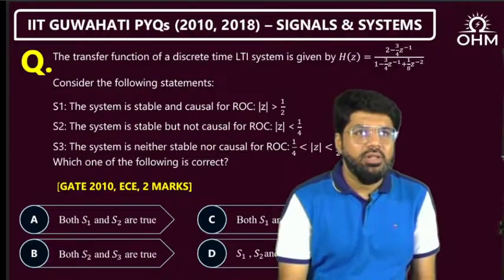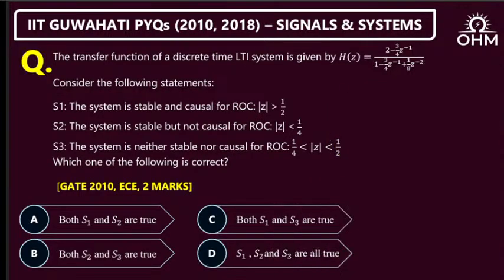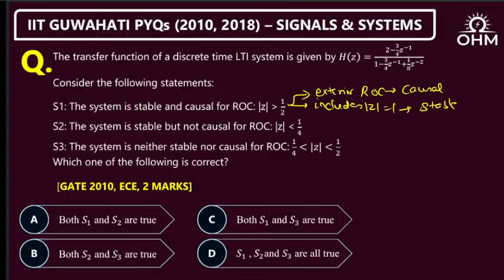So let me solve the answer here only. Mod Z greater than half. Exterior ROC. Mod z greater than half is exterior ROC, exterior of a circle. Exterior ROC means causal. Second, the second point to be written here is, does it include unit circle? Mod z is greater than half. If it is greater than half, can it be equal to 1? Yes, it includes mod z equal to 1. So stable. What is mod z equal to 1? Unit circle. Whenever the ROC includes unit circle, the system is stable.